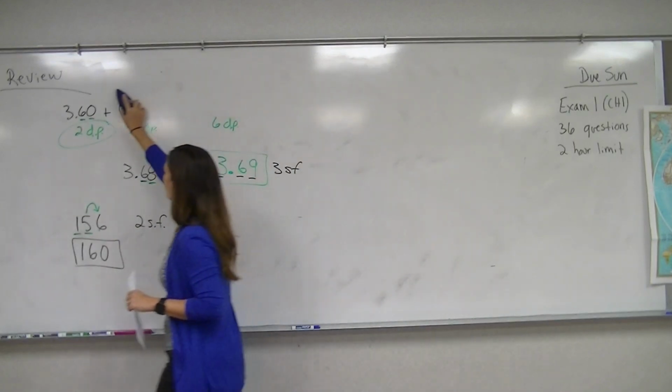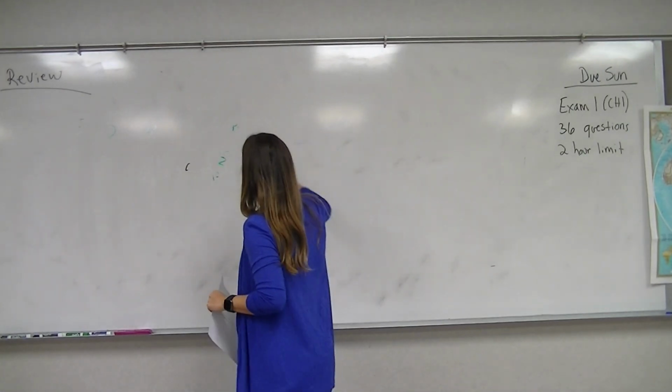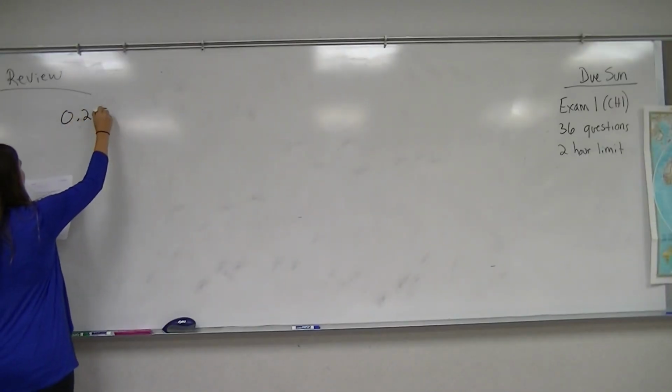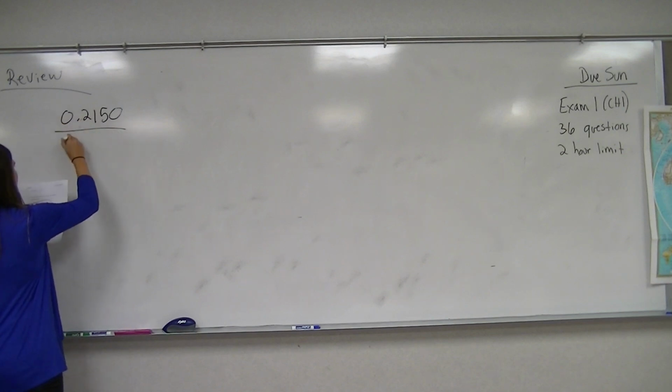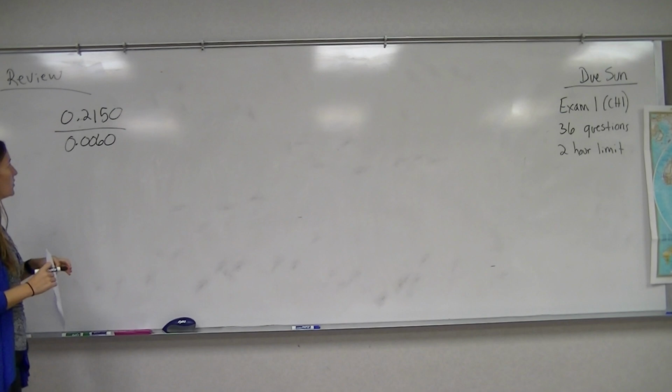Okay, next we're going to do a division problem. So this is just practice with counting significant figures. If we have 0.2150, we divide it by 0.0060. Okay, so now we're doing division.